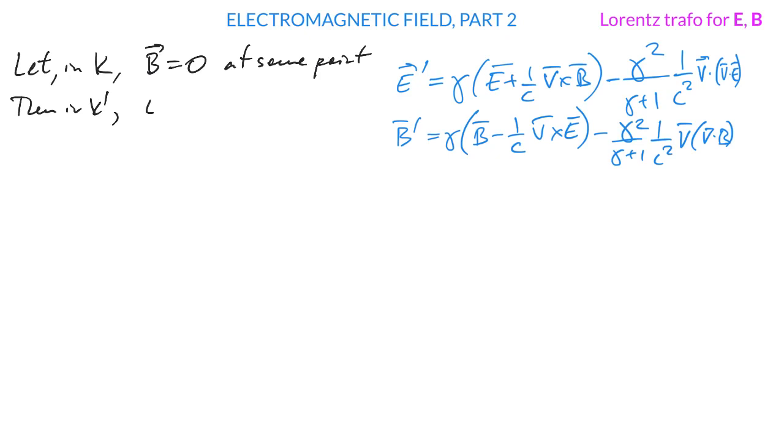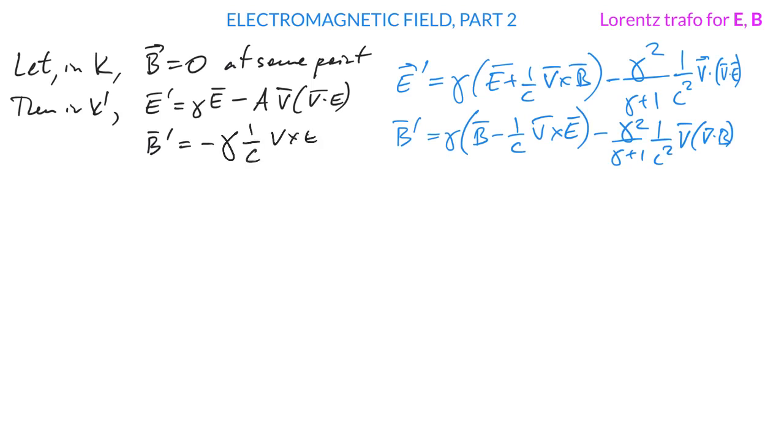in K prime, we'll have E prime equals gamma E minus this term here, which is collinear to v. So it's some coefficient, let's call it a, times v dot E. And the magnetic field B prime is equal to minus gamma 1 over c v cross E. Everything else vanishes because B is equal to 0.